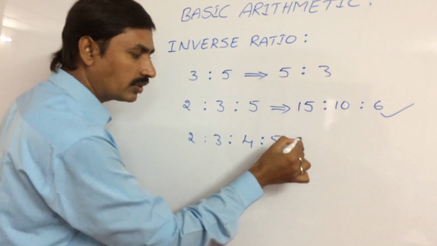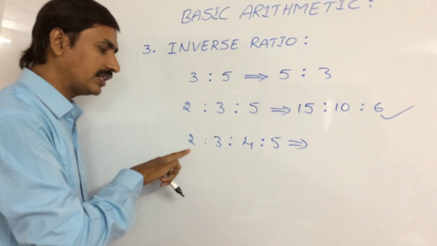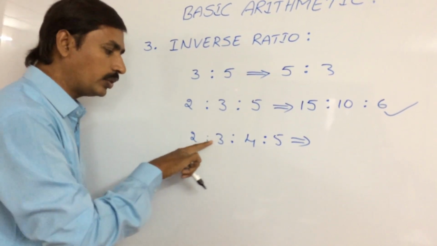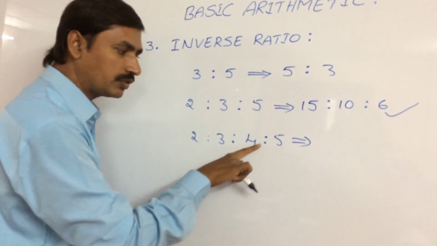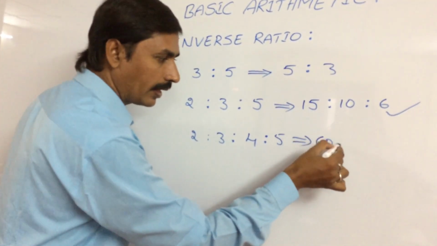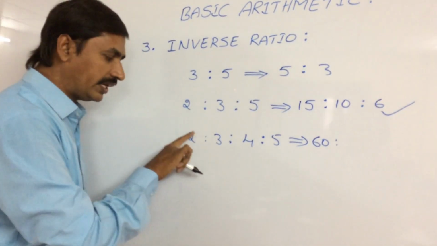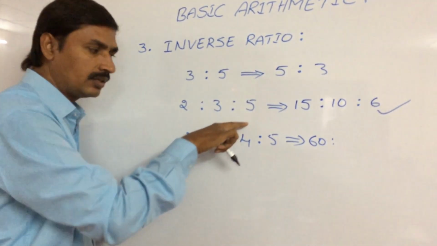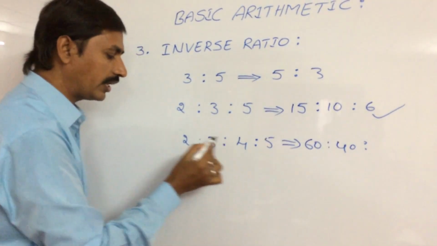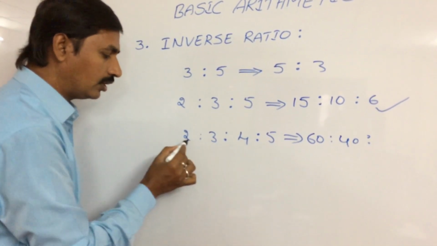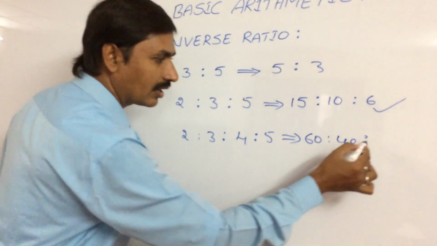Okay, even if more than 3 terms are given, like 2:3:4:5, even with 4 terms given, we can find it in the same way. The inverse of 2 is the product of the remaining 3, 4, 5. 3 4s are 12, 12 5s are 60. And the inverse of 3 is 2 4s are 8, 8 5s are 40. And the inverse of 4 is the product of the remaining 3: 2 3s are 6, 6 5s are 30.